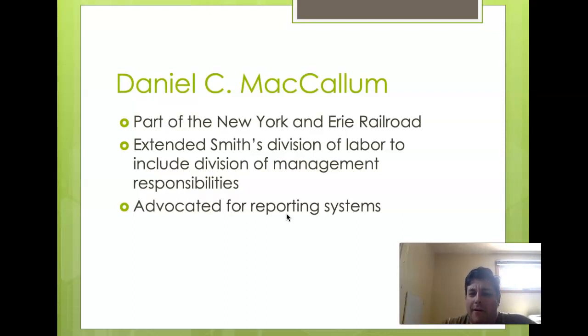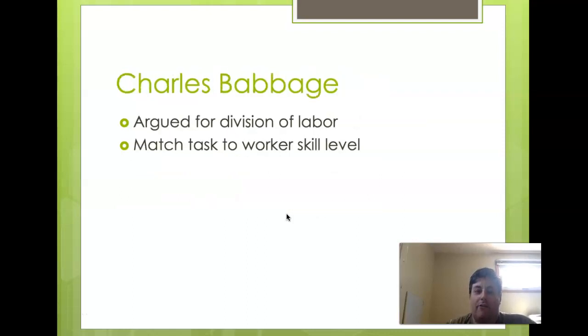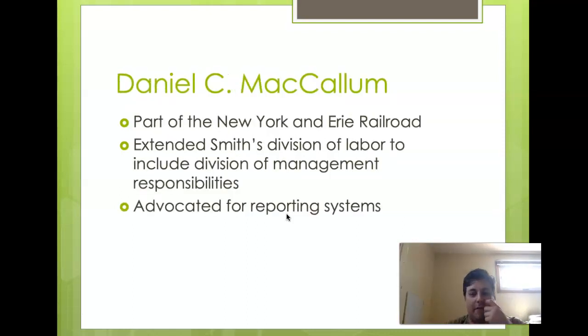Daniel McCallum has an interesting tie to Buffalo. He was part of the New York and Erie Railroad, and he's actually the one who developed the organizational chart. Building on what was going on in the times, he applied what Smith and Charles Babbage said about the division of labor to management. So the people responsible for overseeing and managing those frontline activities also had specialized tasks.